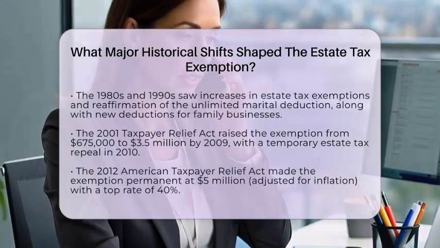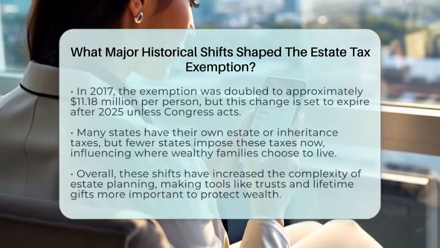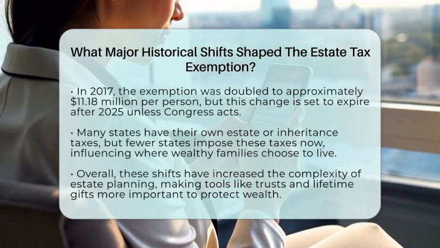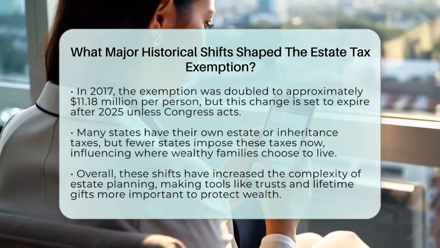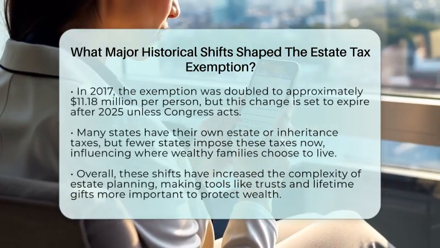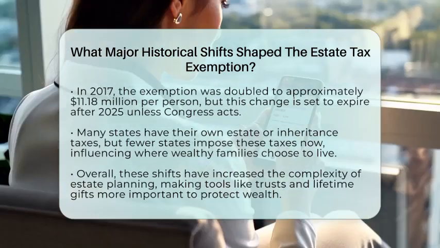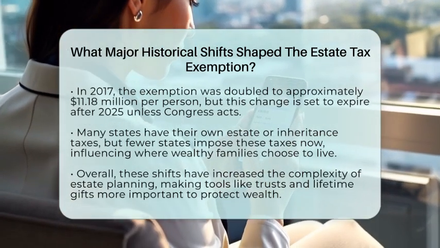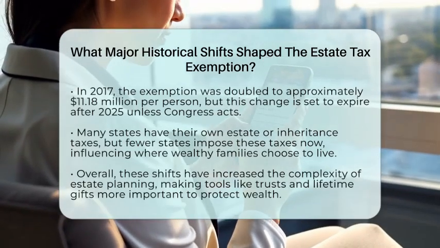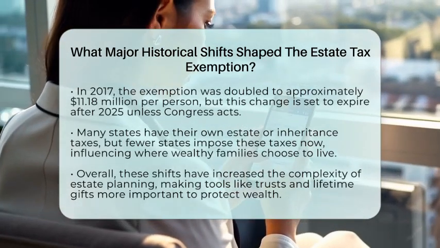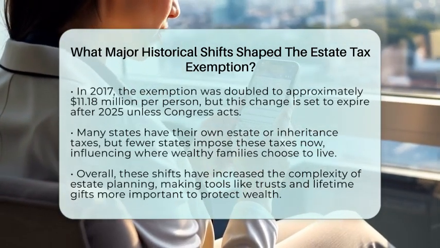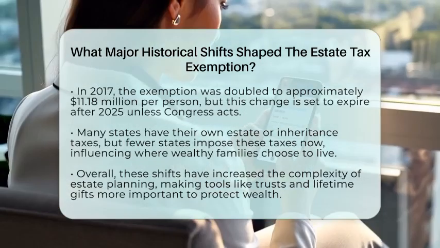In 2017, the Tax Cuts and Jobs Act doubled the exemption to about $11.18 million per person, adjusted for inflation. This meant many estates could pass without paying federal estate taxes. But this change is set to expire at the end of 2025 unless Congress acts again.